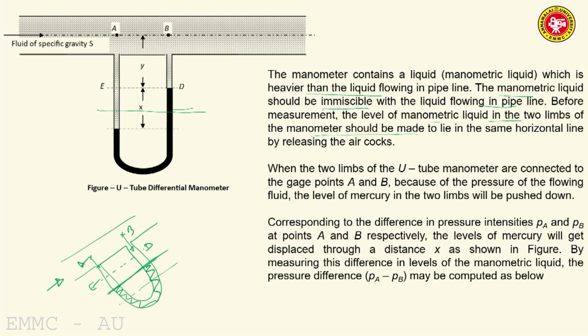But as the pressure at A is higher than the pressure at B, the pressure exerted on mercury in the left limb will be higher than the pressure exerted by the liquid on mercury in the right limb. Therefore, the mercury level will be pushed farther in the left limb, and there will be a corresponding rise in the level of manometric liquid in the right limb.